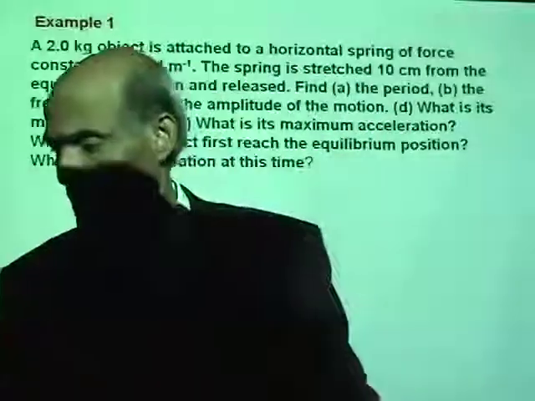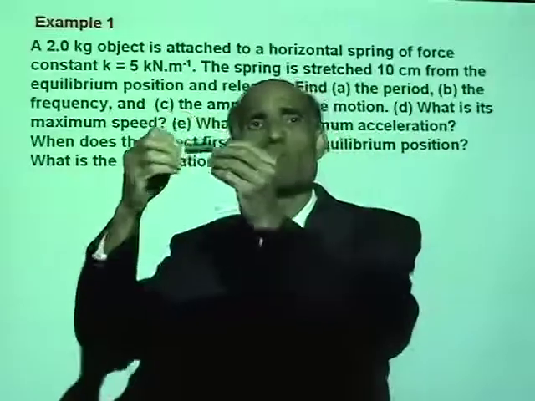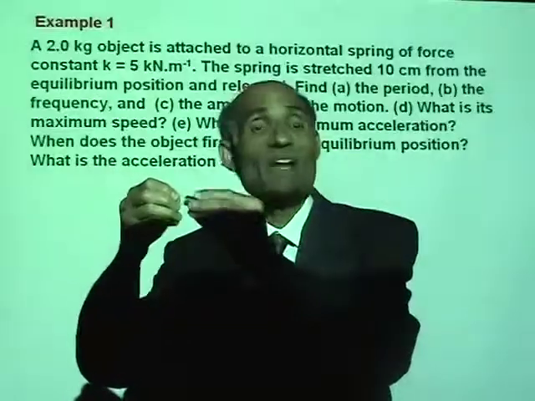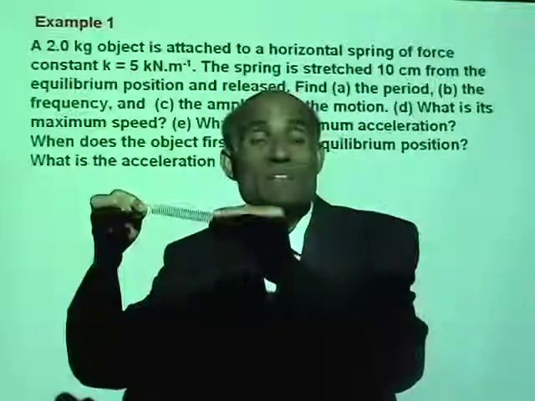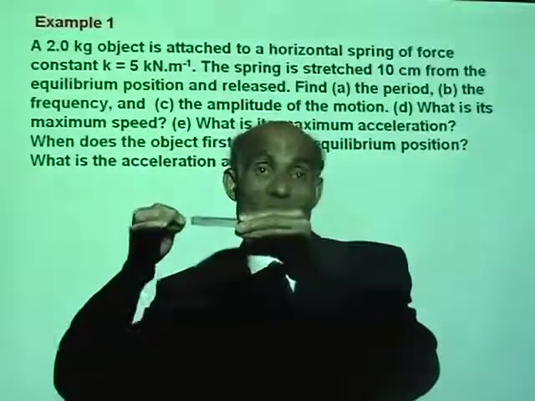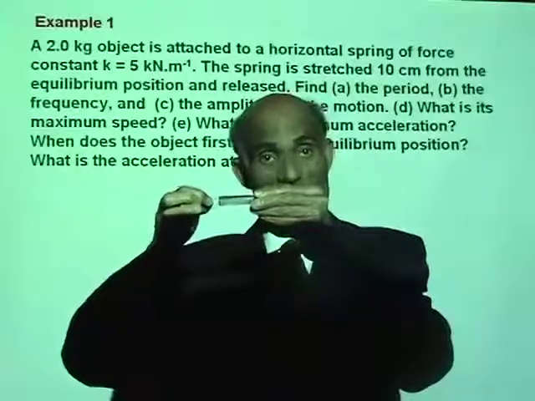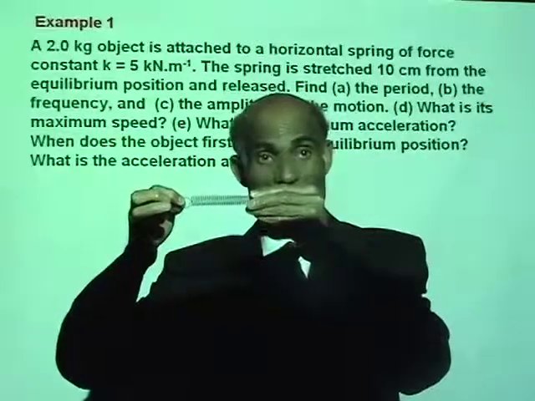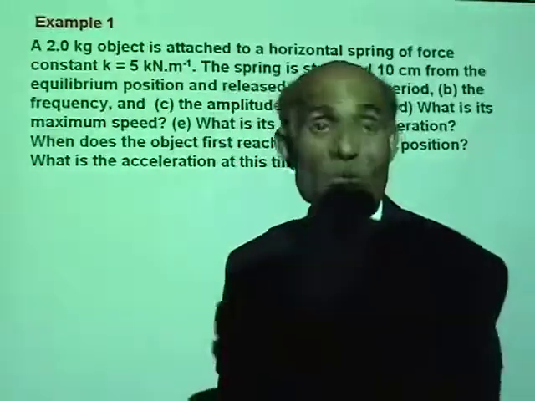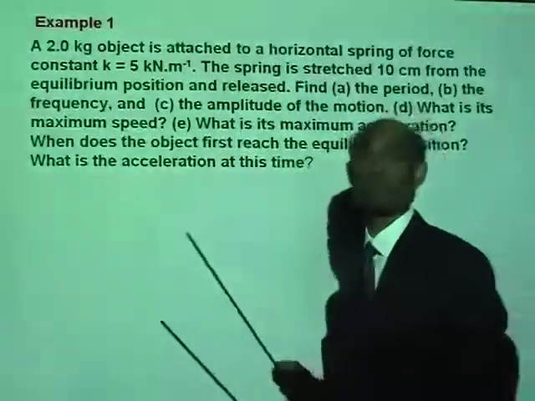Now tell me, if the spring is stretched 10 centimeter from the equilibrium position and released, that 10 centimeter is the maximum displacement, because the displacement cannot be greater than that. If I stretch a spring to 10 centimeter and release it, that will be the displacement from the equilibrium position. That is a measure of the maximum displacement.